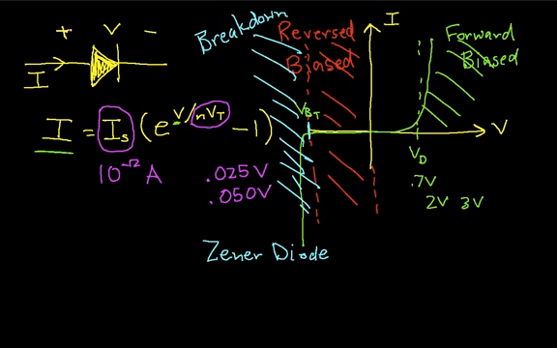And so it turns out that you can use Zener diodes as fairly accurate voltage references when you need to make sure that your voltage across a certain point, typically in a power supply, is equal to some value.